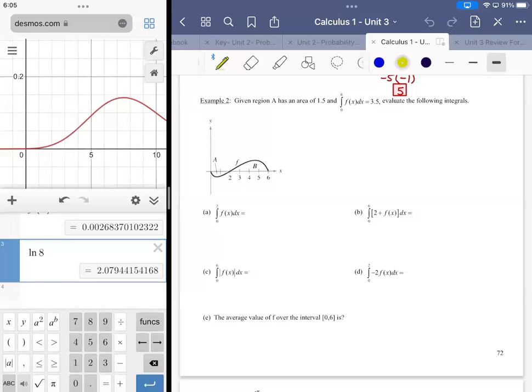So in example 2 on page 72, you have the given region A has an area of 1.5, right? And the integral over the interval of 0 to 6 of that function, f of x dx, is equal to 3.5. We evaluate the following integrals.